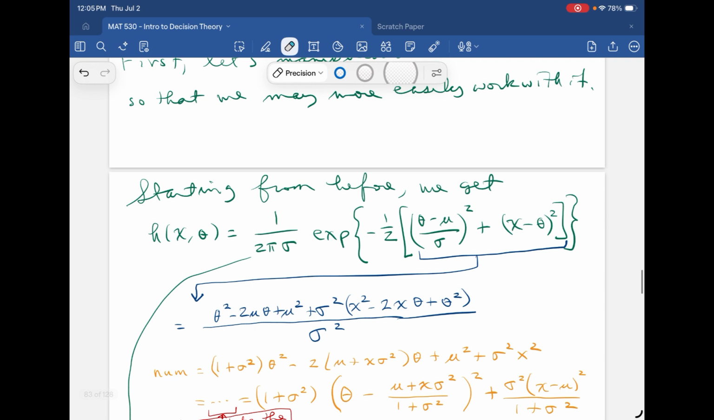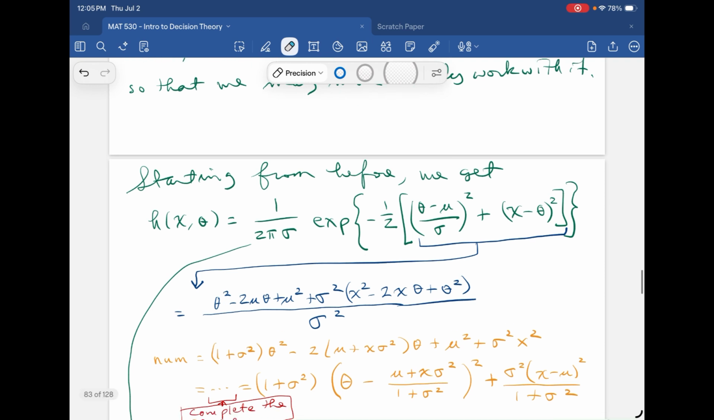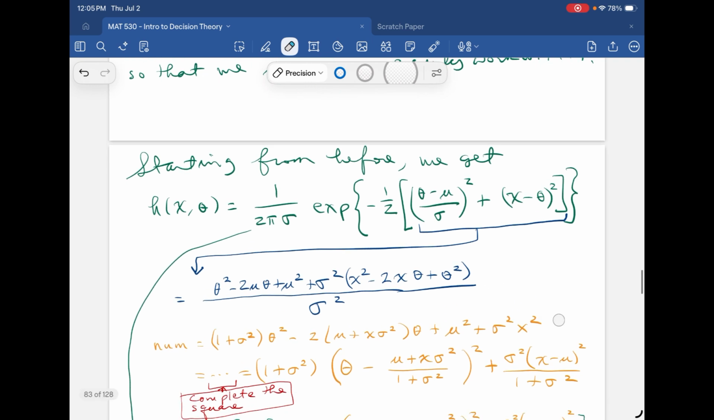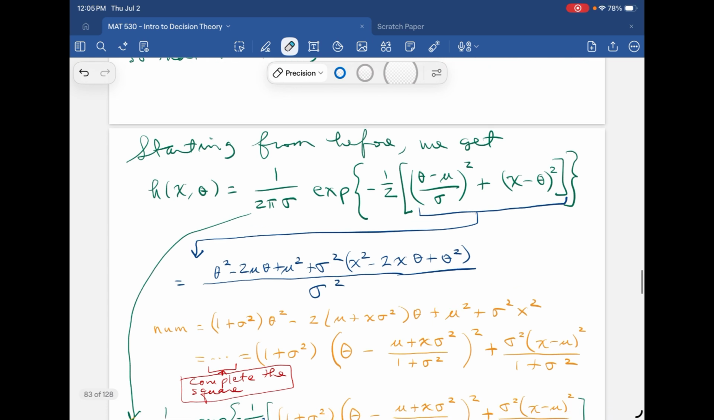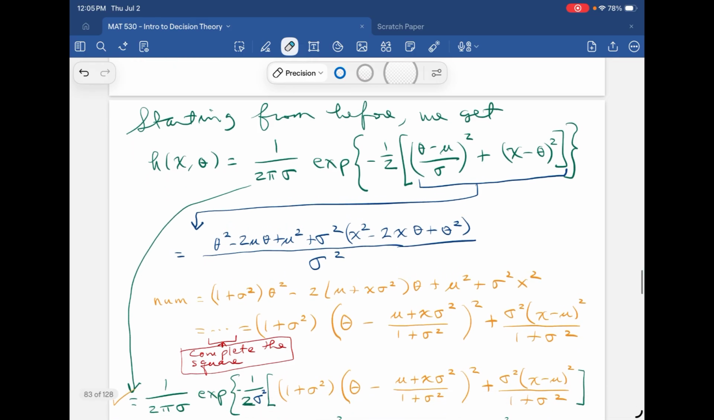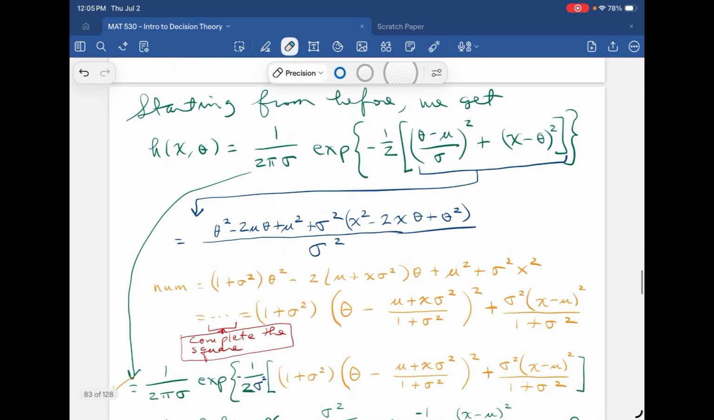So you multiply all that stuff out, as you see there, and then it looks like I did a little work with the numerator. And once you complete the square, you get this expression here. So again, you should do that for yourself. And then that gives us that the joint density is what we see here.